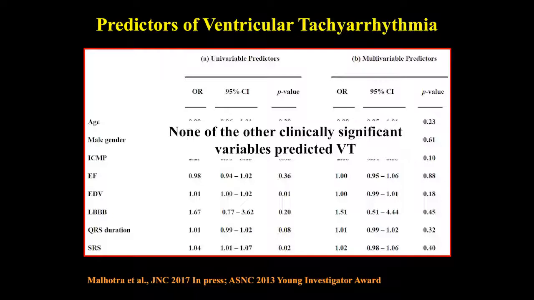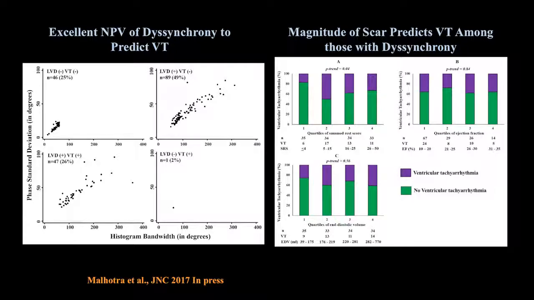The only predictor of arrhythmias in this patient population was dyssynchrony. If you look at the right panel, which shows the multivariable predictors of arrhythmias, none of the other variables, scar burden, ejection fraction, QRS duration, left bundle, were predictors of arrhythmias. Only dyssynchrony was the predictor of ventricular arrhythmia in these patients.